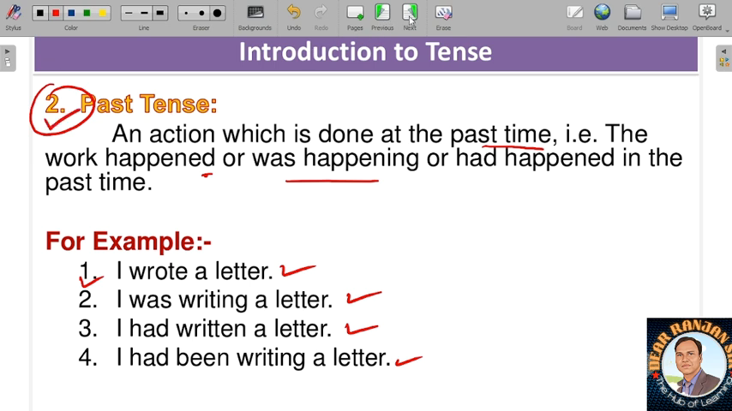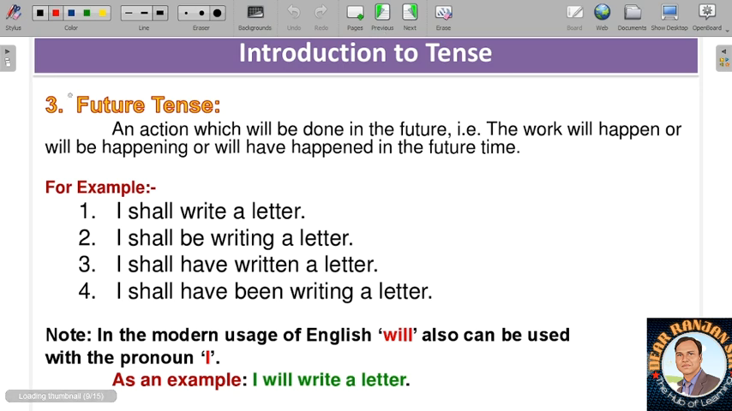Next, let's see the future tense. The future tense is talking about what? The things that are going to happen in the future. The action which will be done in the future. That is, the work will happen or will be happening or will have happened in the future. It is clearly indicating that.